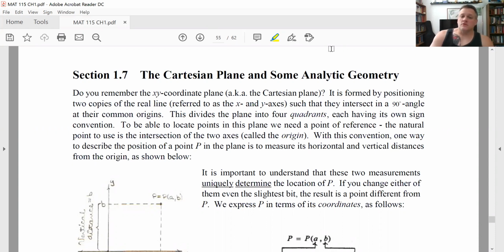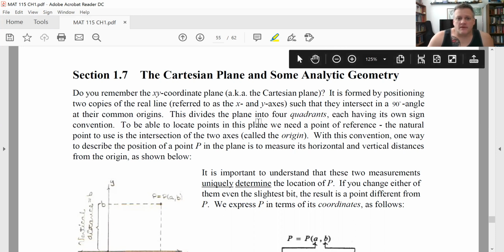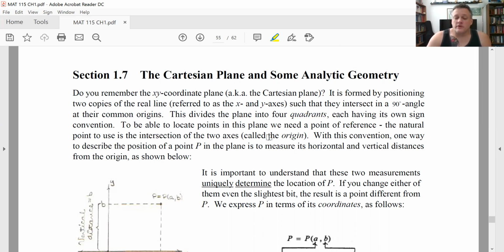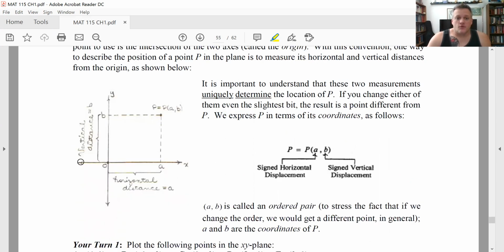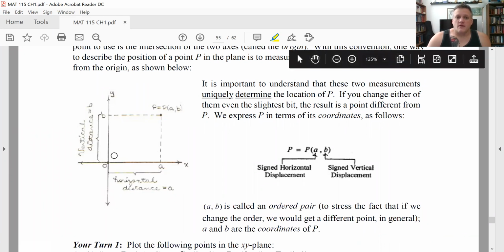And then we're going to use those to find the equation for a circle in the plane, and then how to find that depending on what information you have. All right, so let's first look at the Cartesian plane, basically the xy plane. It is comprised of two copies of the real line intersecting at 90 degrees, right? And so if you take the real line as the x-axis, the real line as the y-axis, and intersect them, the common point of intersection is the origin.